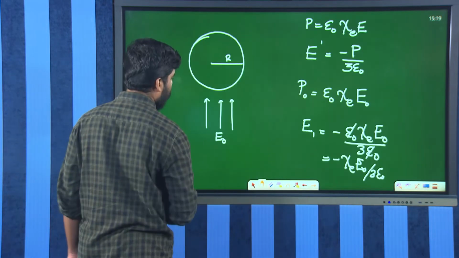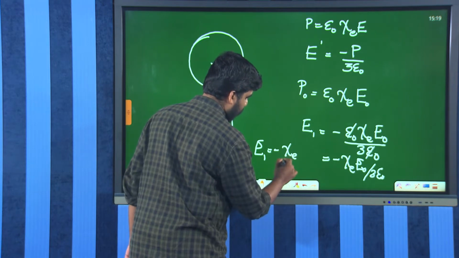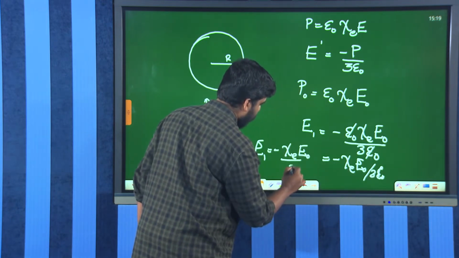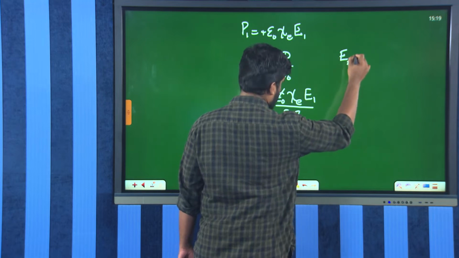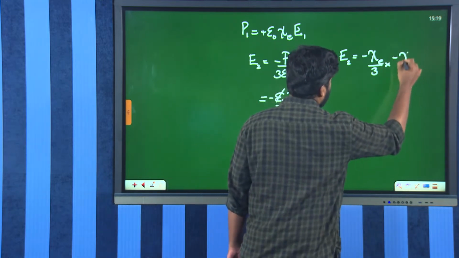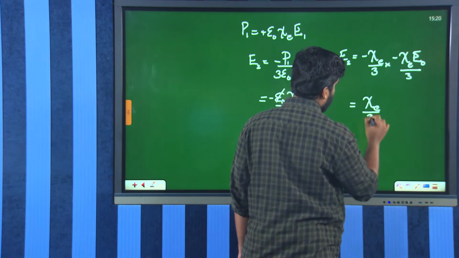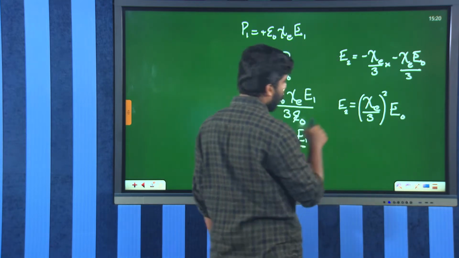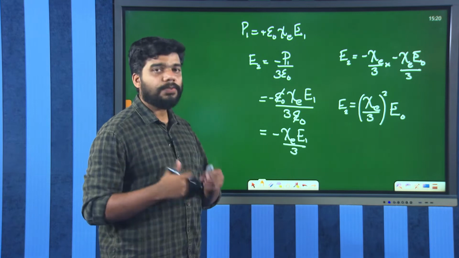And from our old expression, what was E1? E1 is equal to minus chi E E0 by 3. I am substituting this E1 into this equation, so E2 will be minus chi E by 3 into minus chi E E0 by 3, which we obtain as chi E by 3 the whole square into E0. Again, this electric field polarizes the system and produces P2, and this process continues.